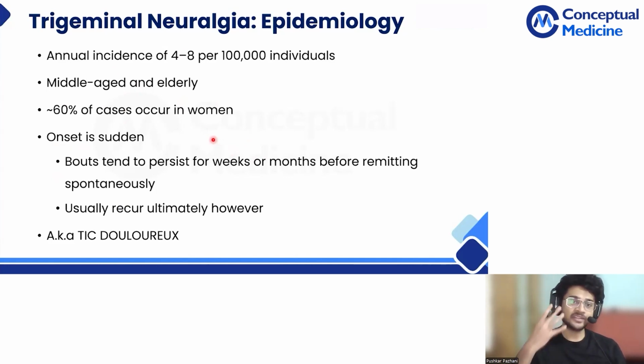And because of the severe facial pain that is associated with trigeminal neuralgia, sometimes the patient winces in pain. So this wince associated with the pain has given the other name for trigeminal neuralgia, tic douloureux. So this is an important MCQ question. They can ask you what is the other name for trigeminal neuralgia. It is tic douloureux.